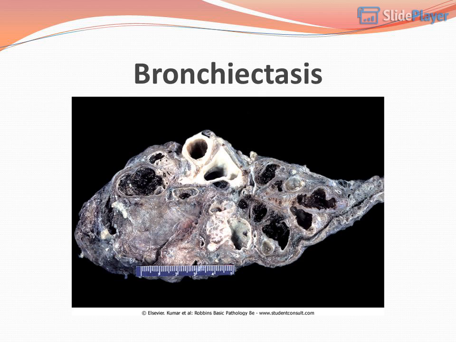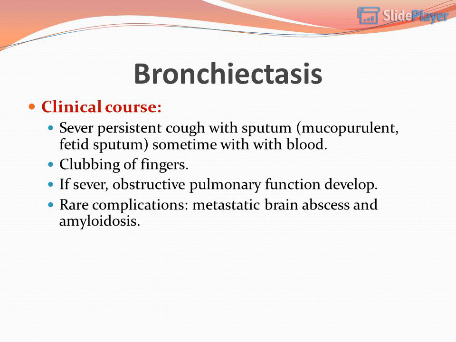Bronchiectasis clinical course: severe persistent cough with mucopurulent, fetid sputum, sometimes with blood. Clubbing of fingers. If severe, obstructive pulmonary function develops. Rare complications: metastatic brain abscess and amyloidosis.